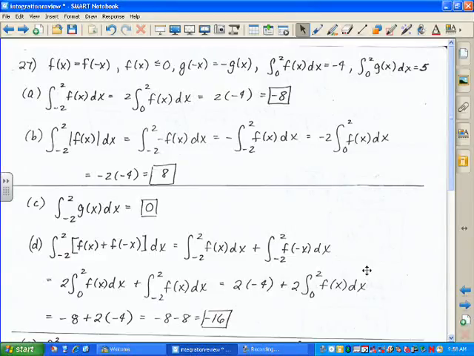This one was kind of a little weirdo. This one had odd and even in it. I don't know if you noticed that or picked up on that, but it did. It was all about odd and evens.